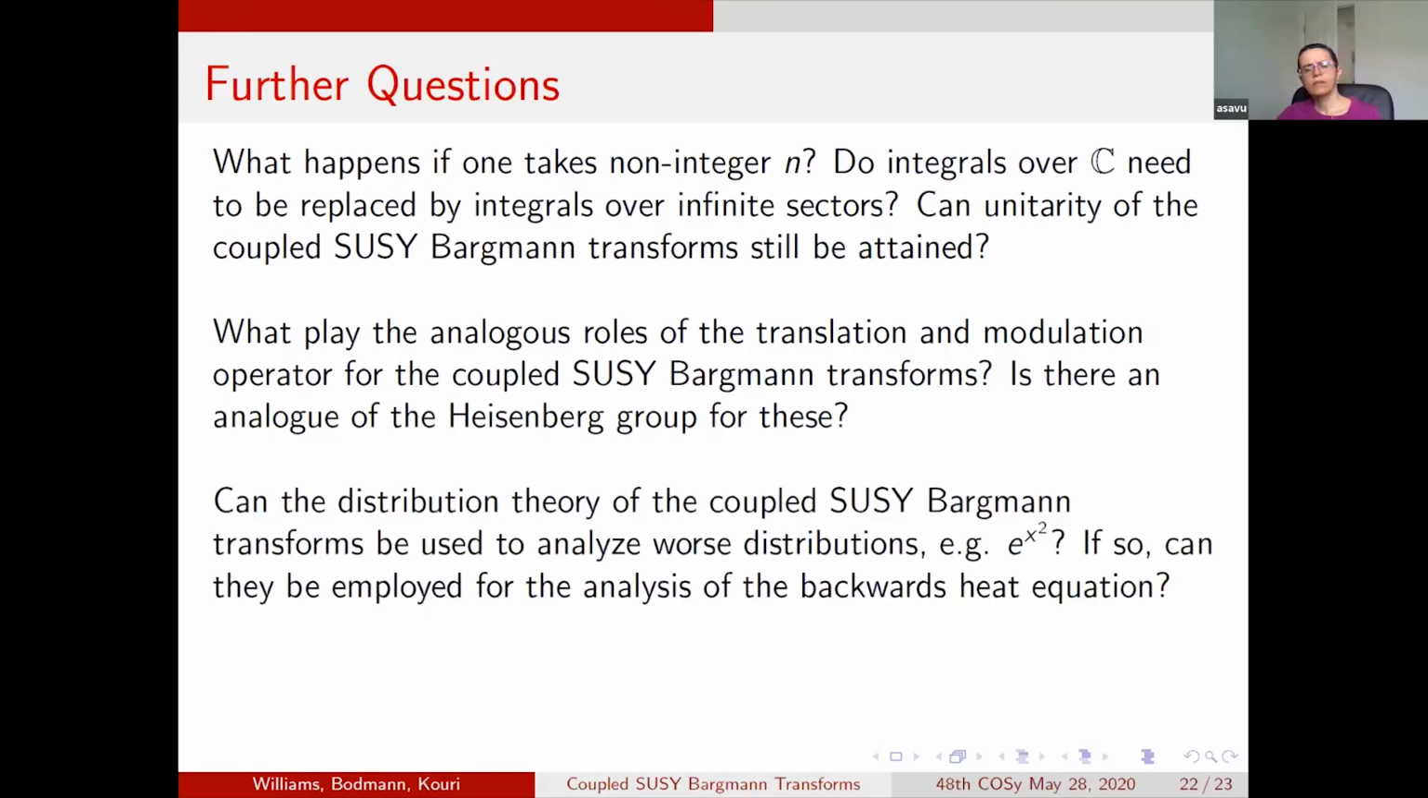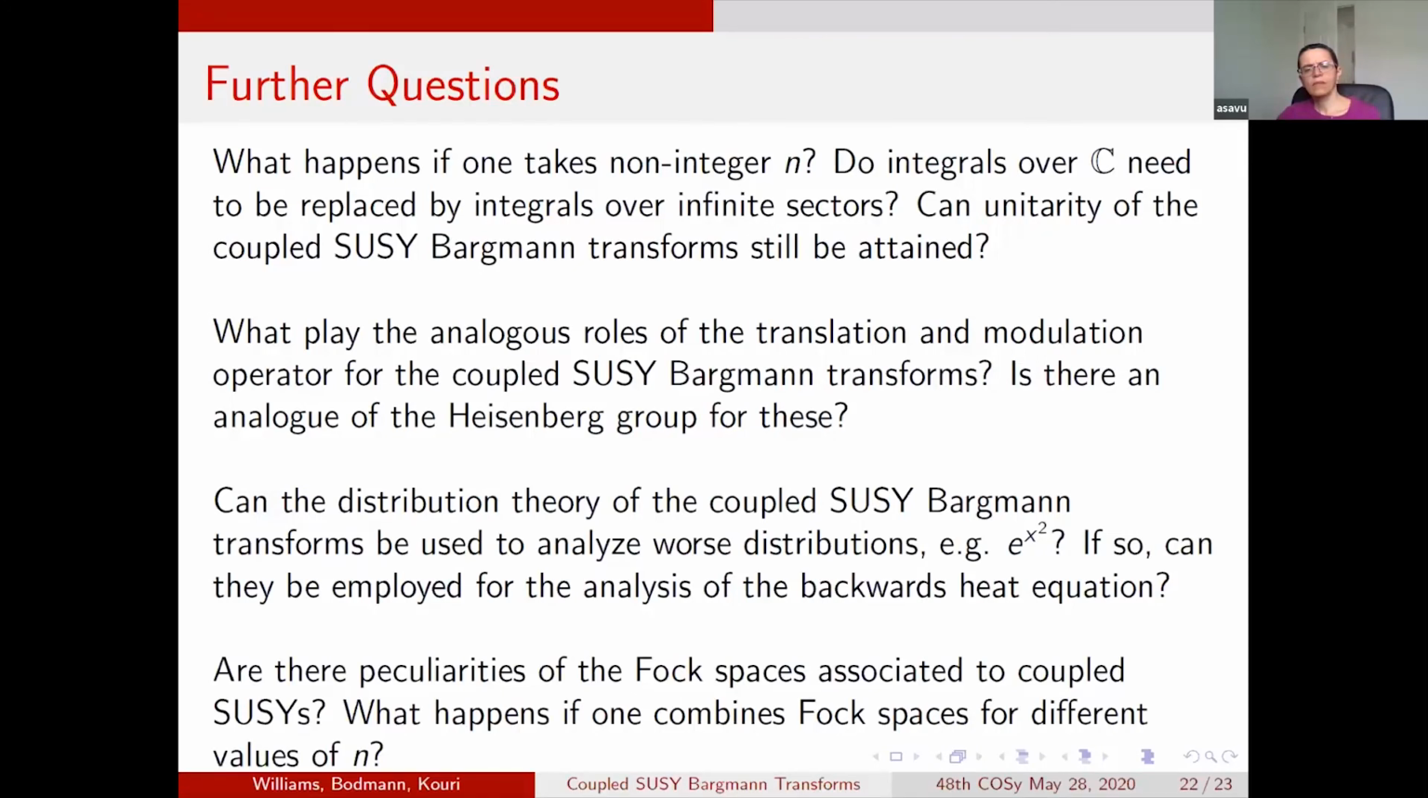Can the distribution theory of the coupled Susy-Bargmann transform be used for worse distributions? Because there's that e to the negative x to the 2n over 2n. That can take worse distributions than the Bargmann transform. So could you do backwards heat equation stuff with this? And then some others: are there peculiarities if you go to the Fock space when it comes to coupled Susys? And what happens if you combine different values of n in the same Fock space? What happens to the analysis there?